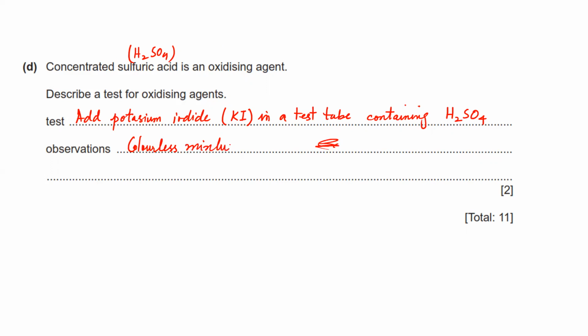Colorless mixture will turn brown. Basically, the color of the mixture of KI and H2SO4 will turn brown.